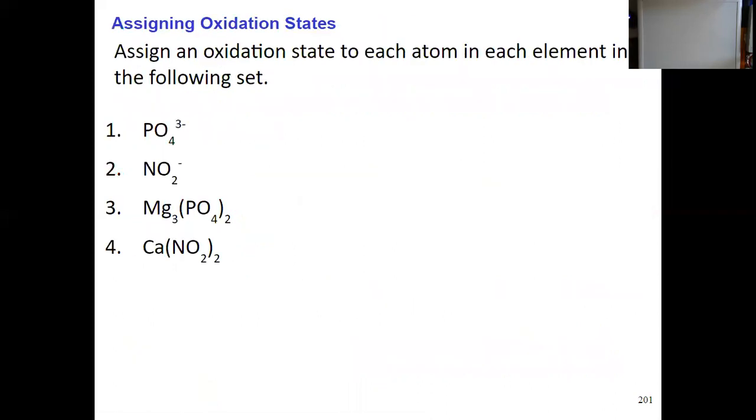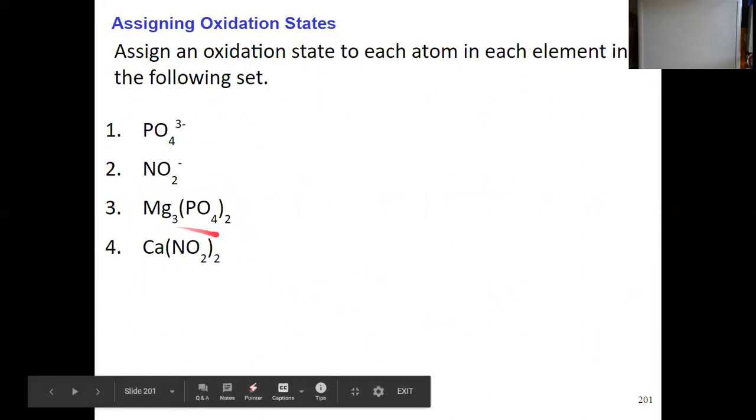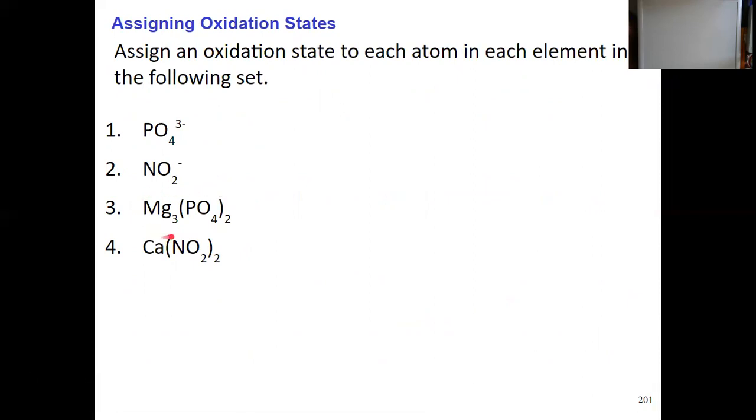Now we're going to use a whiteboard to run through how we assign oxidation states in polyatomic ions, and then how we use everything that we know to assign oxidation states to elements in compounds that have polyatomic ions in them. We'll do these together, and then you guys can do the next set of slides on your own.